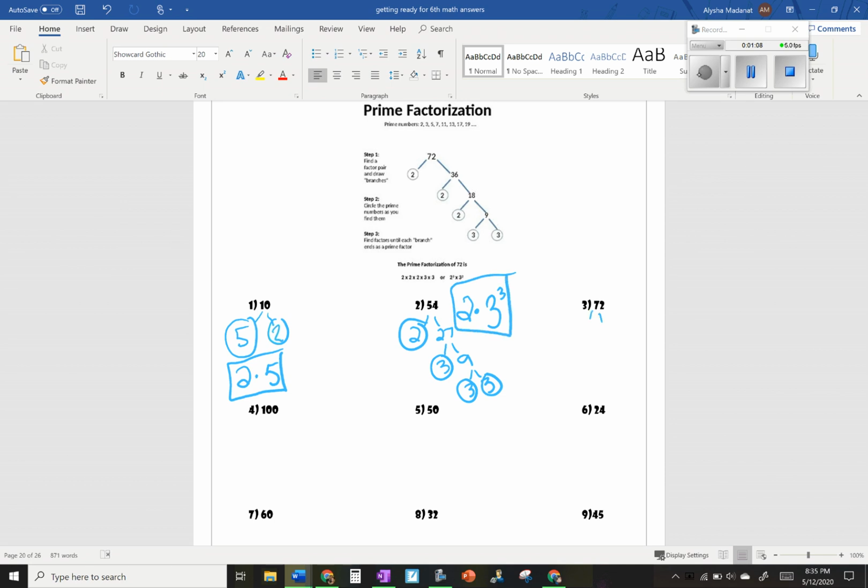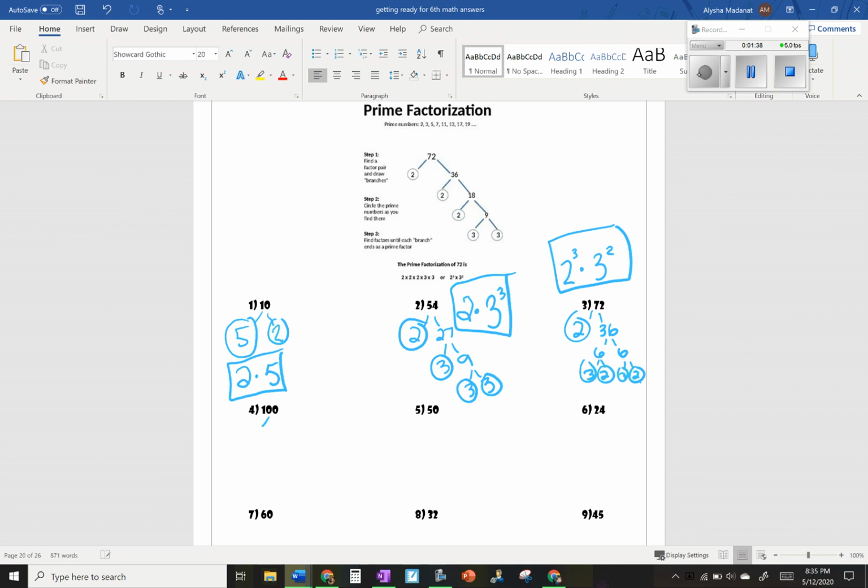For 72, again, you can use many factors, so 2 times 36, and then I'm going to use 6 times 6. I'm going to break down 6 times 6 as 3 times 2 on both of them, and 3 and 2 are going to be our prime numbers. So now if you look, you have 1, 2, 3 2's times 2 3's. So that would be your prime factorization of 72.